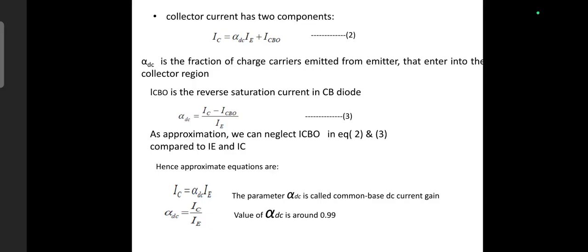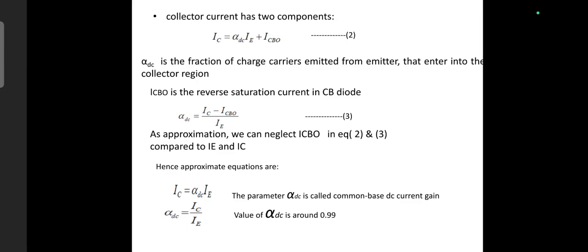The value of beta is much larger than alpha, usually ranging from 50 to 300 depending on the transistor. Higher beta means a greater amplification capability. So alpha and beta are related to each other through mathematical equations. Although these equations are important for transistor analysis, the main concept is simple. Alpha is always less than 1 because the collector current is slightly smaller than the emitter current. Beta is much larger because the base current is very small.